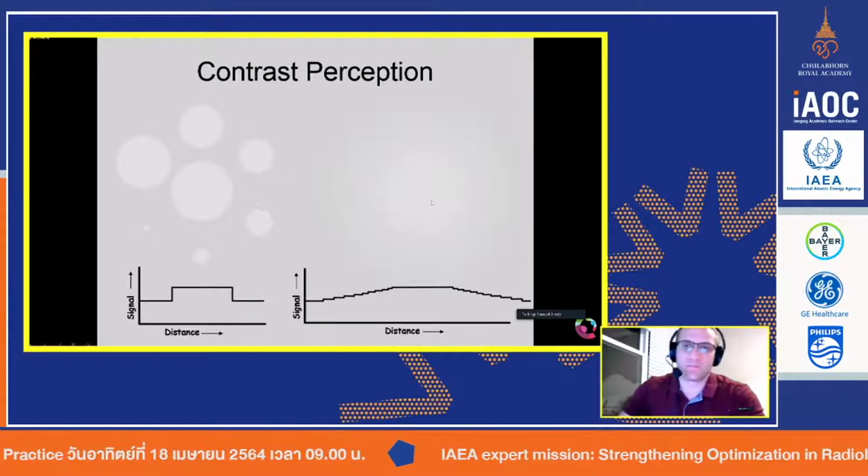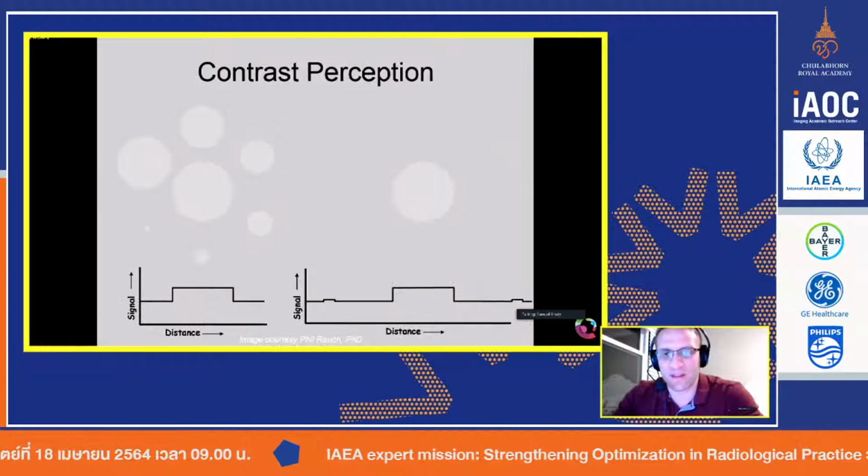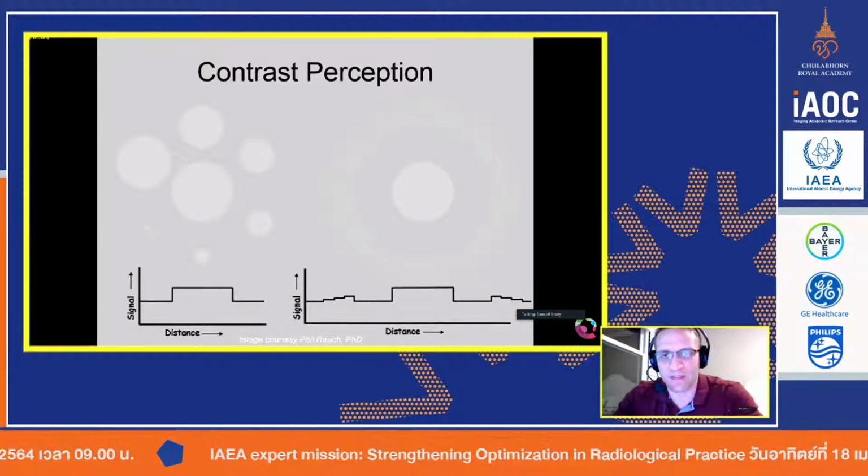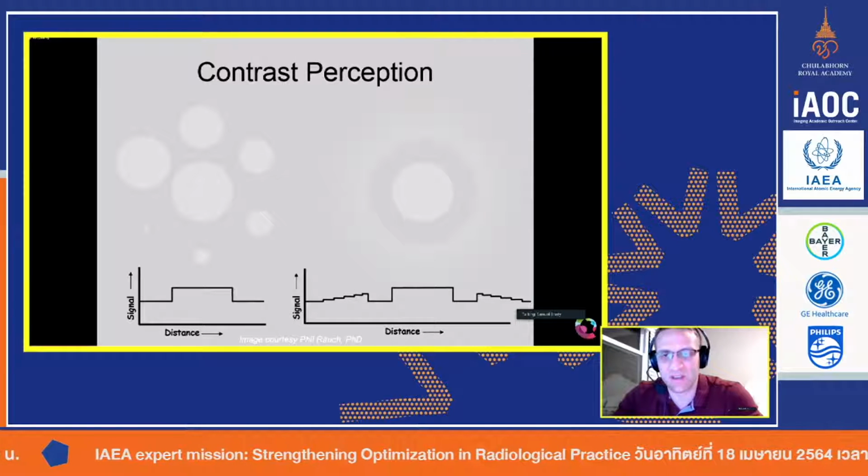So let's do that again. This is the effect, that Mach band effect. It gives us the ability to see edges better.